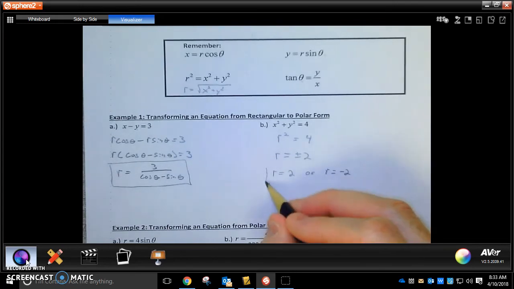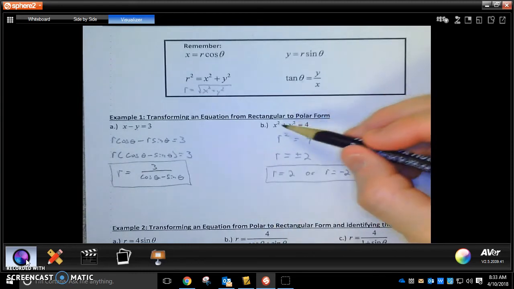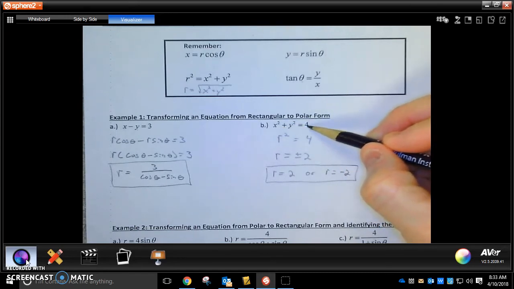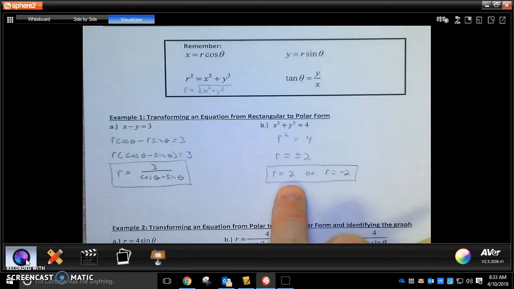Now, if you look at the original equation, this is the equation of a circle. x squared plus y squared, that's a circle that has a radius of 2. Well, that's what these two equations are. And we'll learn more about these later, but if you were to graph these, both of these would be exactly the same. So it's the same equation, just written twice.